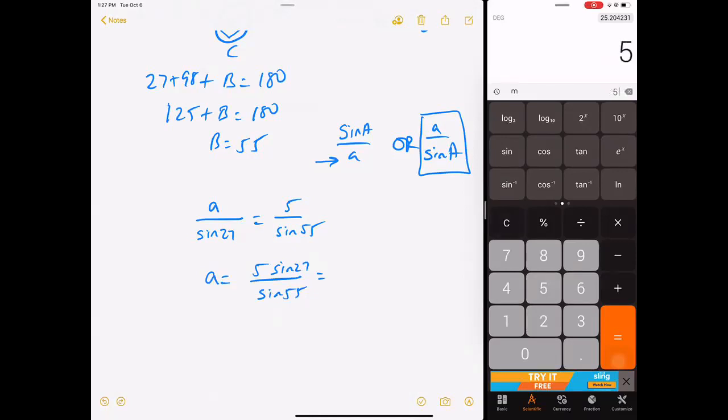Five times 27 sine equals, then we're going to divide by 55 sine equals. I'm seeing 2.77. Do that again. Sine equals divided by 55 sine. Just to double check. Yep. Thank you.